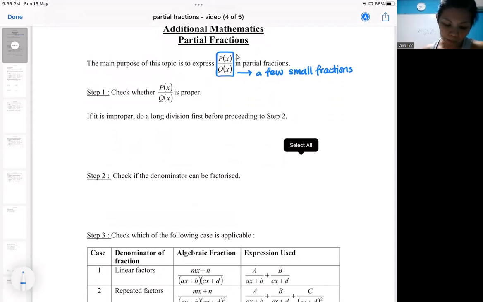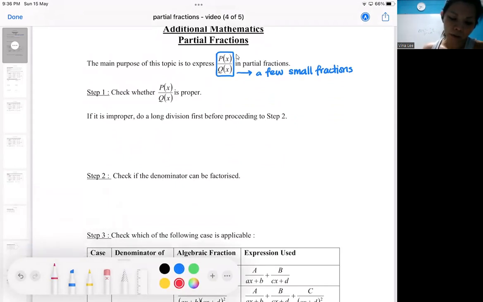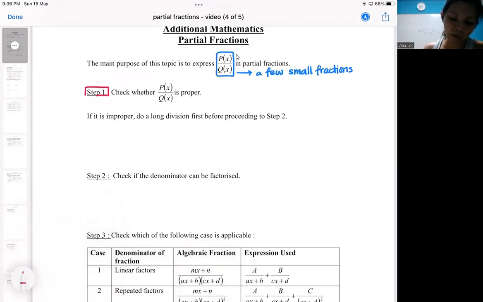Okay, so before we go to that part, we got to run through a few basic things first. For the first thing, you need to check whether a fraction is proper or not. So what is proper? We will be checking proper fraction versus improper fraction. Later, I will show you how to check for proper and improper fractions. If it's improper, it is very important to do a long division.